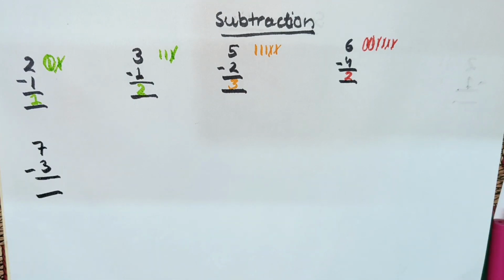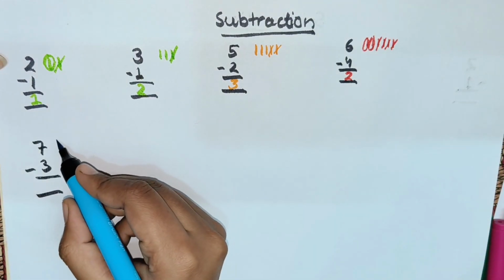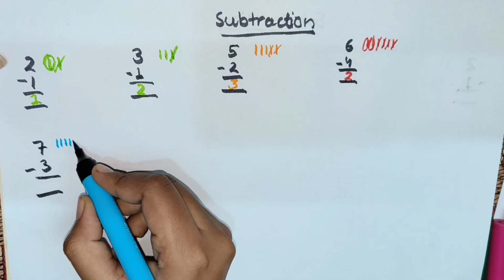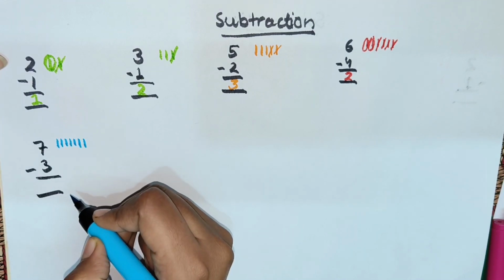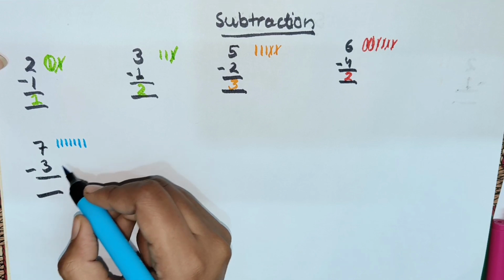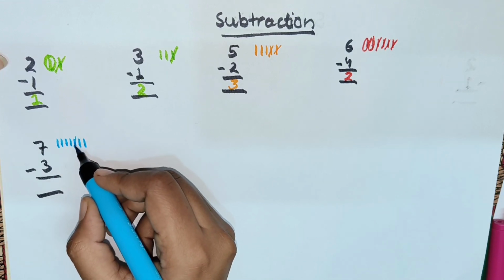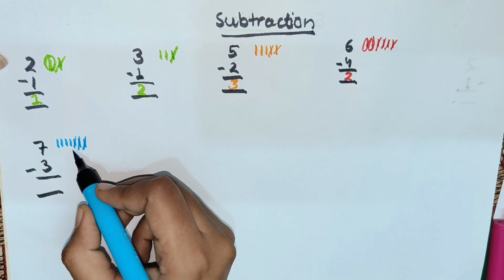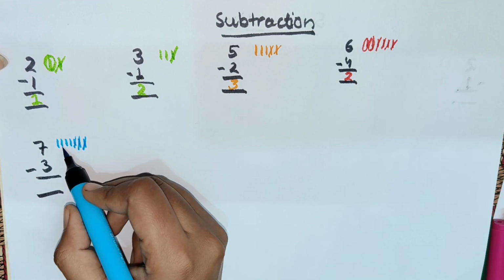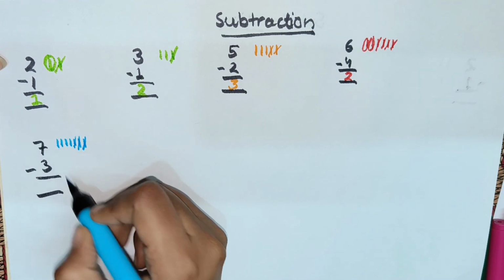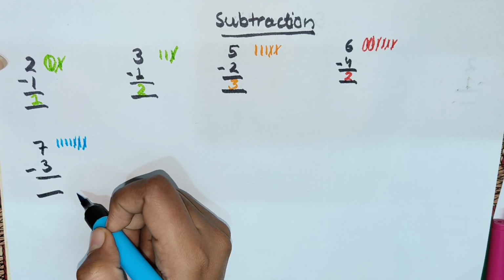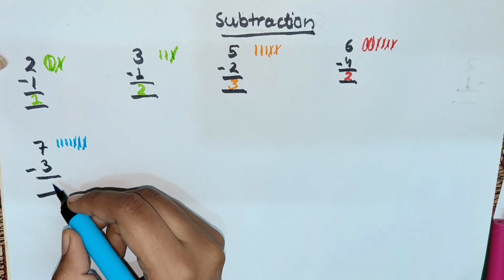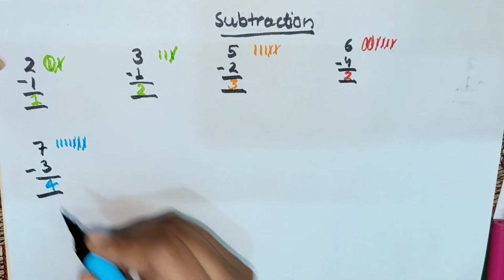Now what do you have to do? You have to make 7 lines. 1, 2, 3, 4, 5, 6, 7. Okay, and it's time to cut the lines. You have to cut 3 lines. 1, 2, 3. How many lines are left? 1, 2, 3, 4. 4 lines are left. So the answer is 4.